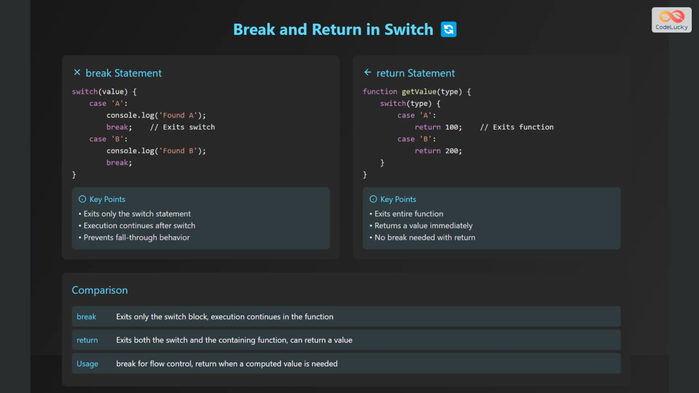If the value is a, the console will log found a, and then the break statement will cause the control to exit out of the switch statement. If we are inside a function called getValue and the type is a, the switch block will return 100. The return statement will terminate the execution of the function immediately.